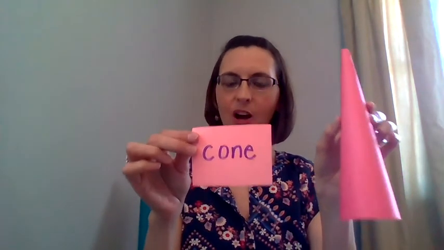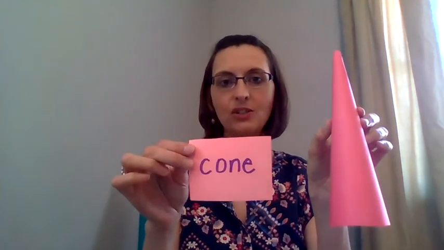Okay, then I took a piece of paper and I made a cool party hat with it. And this shape would be a cone. A cone is a three-dimensional shape that has one circle face and one point. Cones that you might have at your house might be a party hat, an ice cream cone. That's my favorite kind of cone.